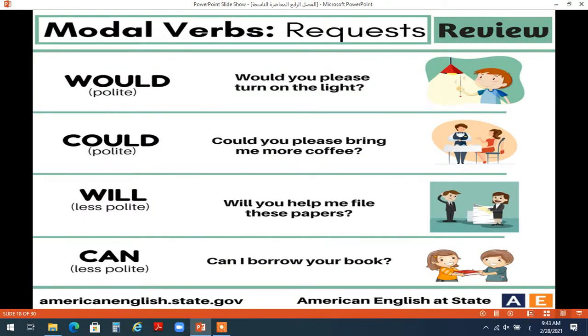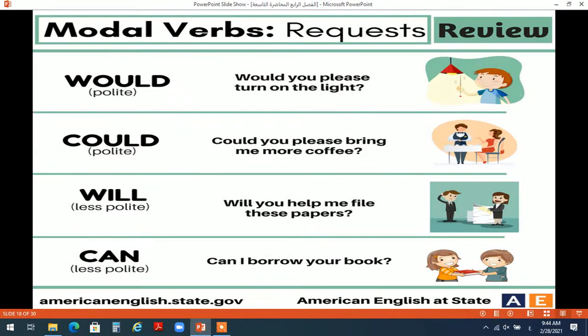As you see here, we are using modal verbs to make some requests, and we are using yes/no questions to make these requests. إذا أستعين باليس نو questions وأستعين بالأفعال المساعدة الثانوية المودال verbs كي أتقدم بطلب معين. For example, would you please turn on the light? كما تلاحظون هنا it is a yes no question by using would as a modal verb, which is polite, and it is used to request something, which is turning on the light.